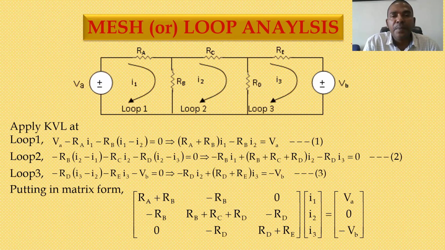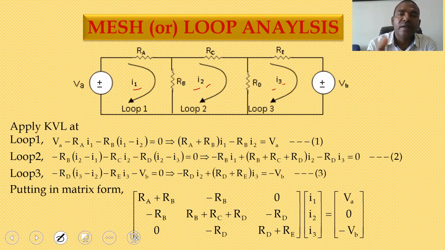Now I am taking the example of a 3-loop circuit, with 3 loop currents I1, I2, I3, and I am assuming the 3 loop currents are in clockwise direction. Here I am going to apply Kirchhoff's voltage law. For the first loop, how do we write the equation?